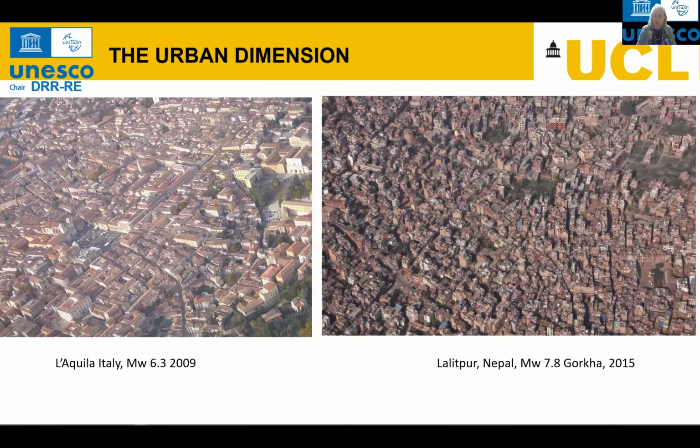So now, if we start from the urban dimension, here you can see two very different cities, which are both highly characterized by masonry constructions. The L'Aquila city in Italy, which was affected by an earthquake in 2009, and the Lalitpur city in Nepal, in the Kathmandu Valley, also affected by a very strong earthquake in 2015. Both of these cities were subjected to substantial damage. L'Aquila more than Lalitpur, because Lalitpur was farther afield from the earthquake.